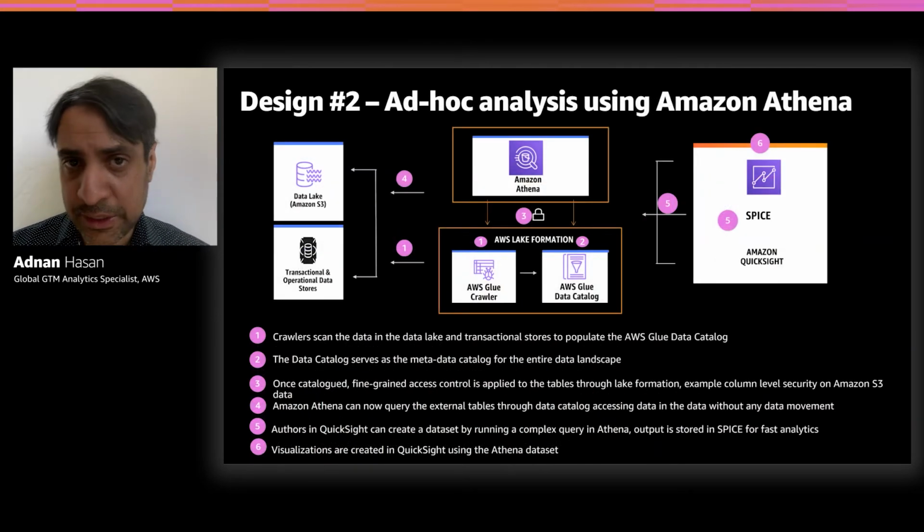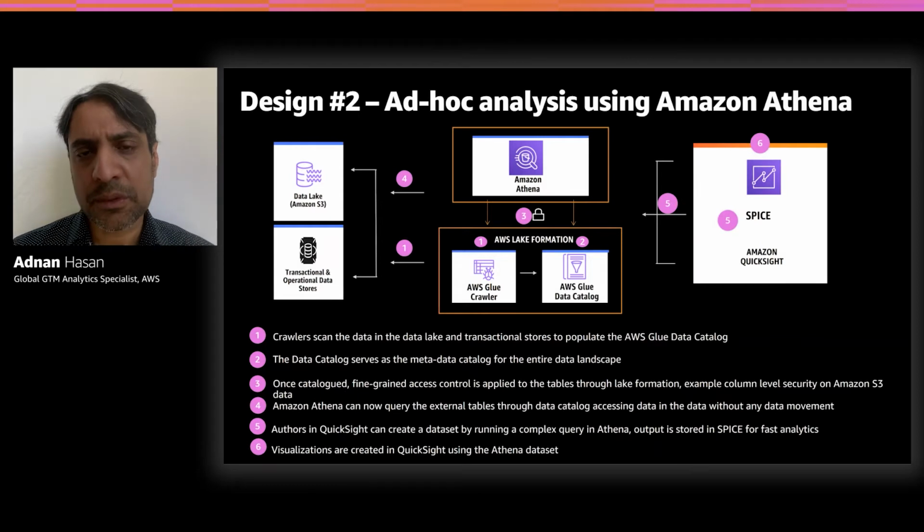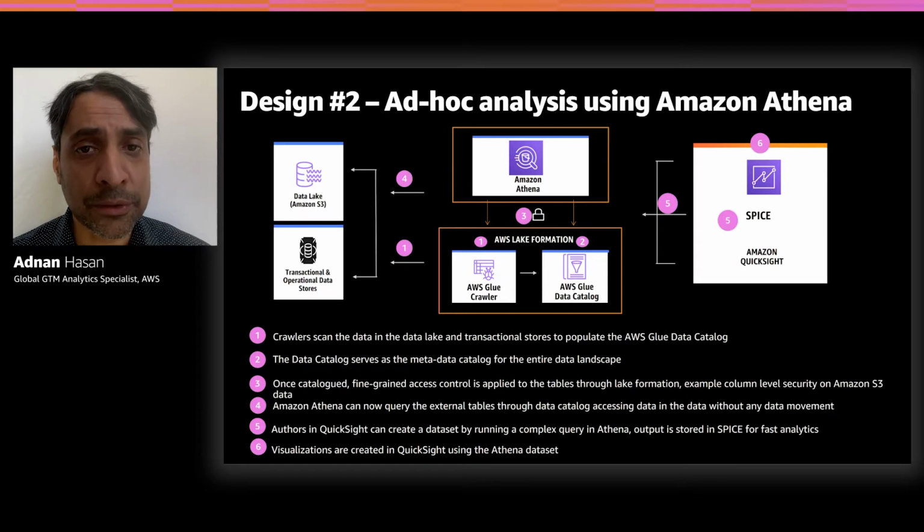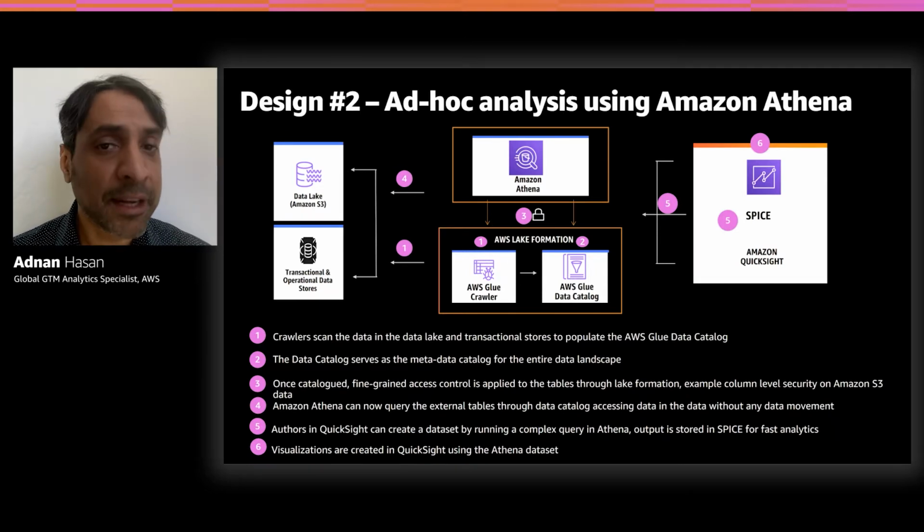Next design pattern is ad hoc analysis using Amazon Athena. So similar to the previous design, you can use Amazon Athena as an ad hoc analysis tool. If you do not want to use a data warehouse and your entire prepared data is stored in the lake, what you can do is use the AWS Glue Data Catalog to create a metadata layer. This metadata layer is created using AWS Glue crawlers. Once this metadata layer is created, then you can use Amazon Athena to query it.